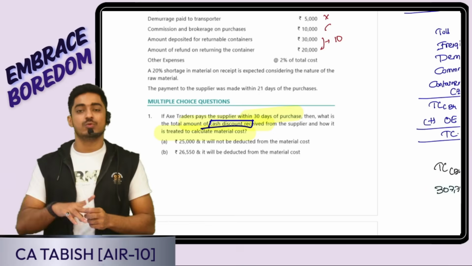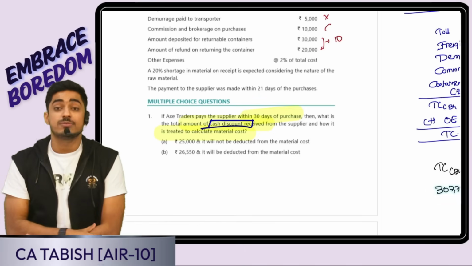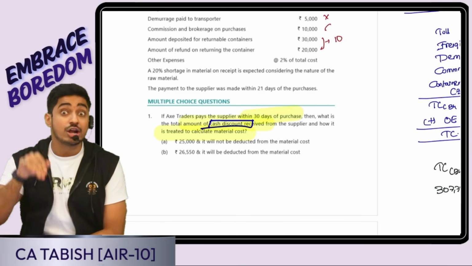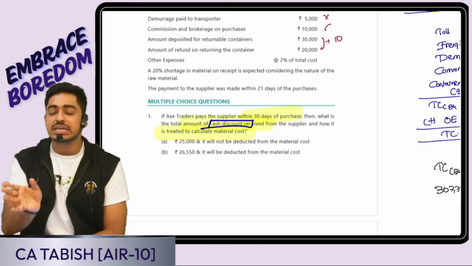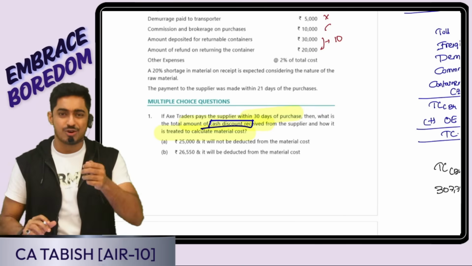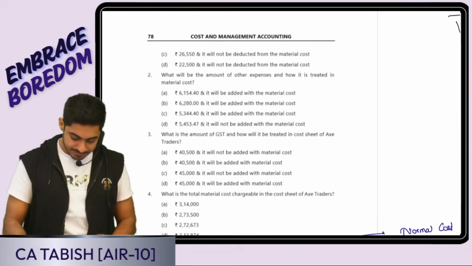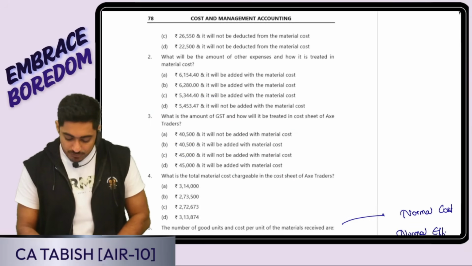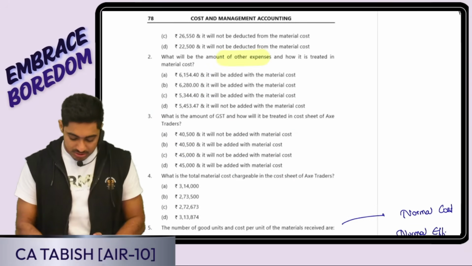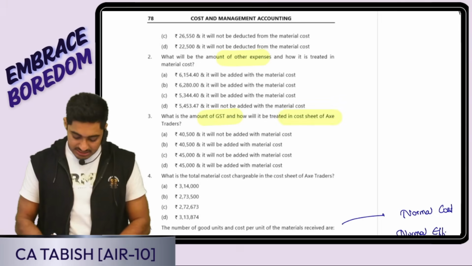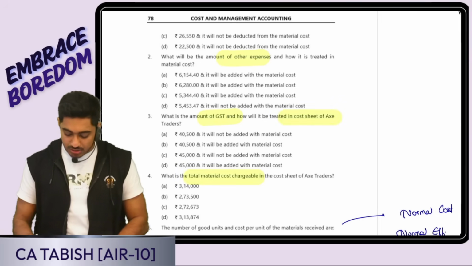Treatment of cash discount, we told, is that cash discount is in the form of interest and financing charges. I will not reduce it. Is this clear, everyone? How much it is, we'll have to calculate. Second, what is the amount of other expenses, and how is it treated in material cost? Third, how much is GST, and how is it treated? Fourth, what is the total material cost chargeable in the cost sheet?